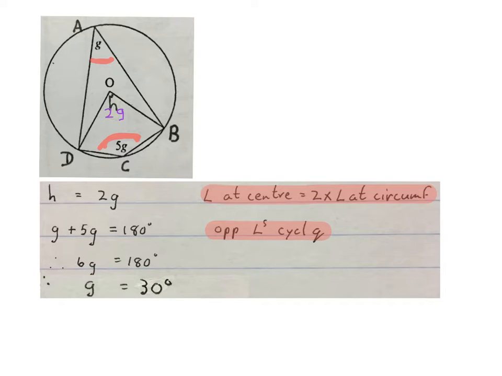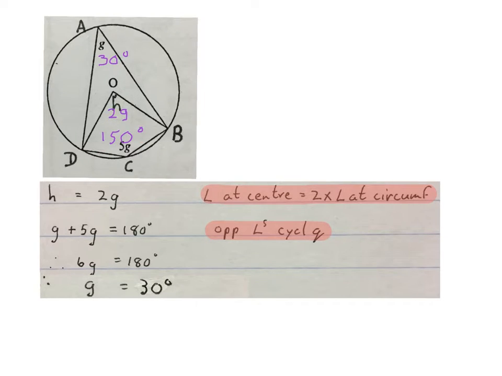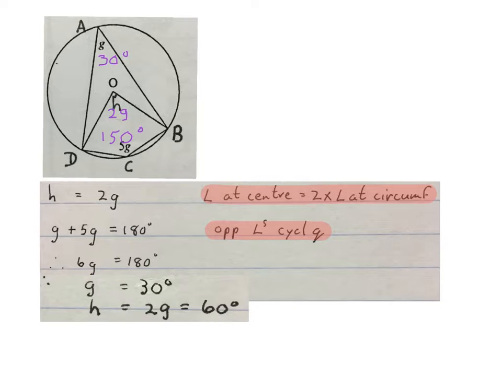You divide 6 with your calculator into 180. Then we write it in on our sketch. Then we just have to work out H. H is 2 times G, which is then 60 degrees. Or you can take it as angle at center is twice angle at circumference and bring it down as 60.